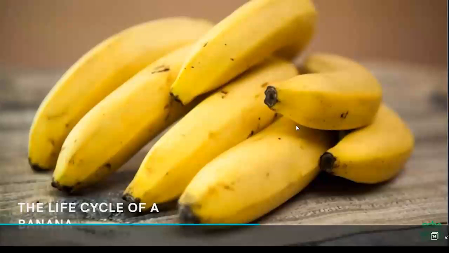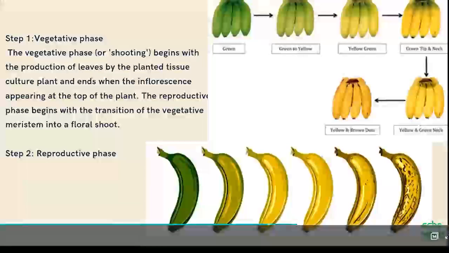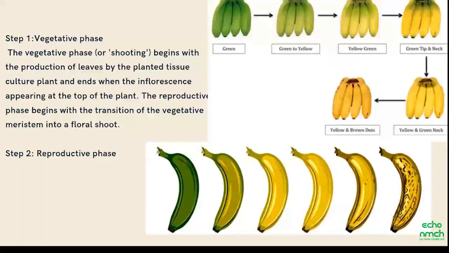Now we go on to the life cycle of a banana. When we talk about bananas, you might have seen a banana tree growing near you. They are very prominent. So the vegetative phase or shooting begins with the production of leaves by the planted tissue and ends with inflorescence appearing at the top of the plant. The reproductive phase begins with the transition of the vegetative meristem into a floral shoot. So the meristem, as you must have read, is basically where the cell division happens.